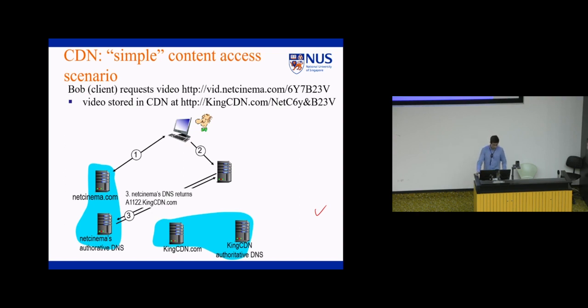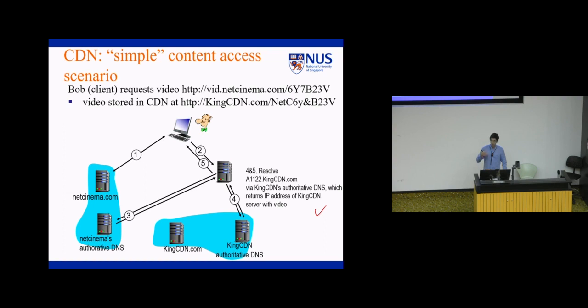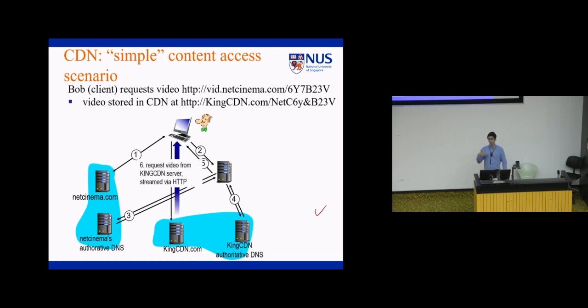So NetCinema's authoritative DNS returns the authoritative content delivery network server that in fact holds that video file. Then Bob's local DNS sends a query to this authoritative DNS, which is King CDN's authoritative DNS server, which then returns the exact IP address of the King CDN server that holds the video. And then Bob can send an HTTP request and download the video file from the King CDN server.